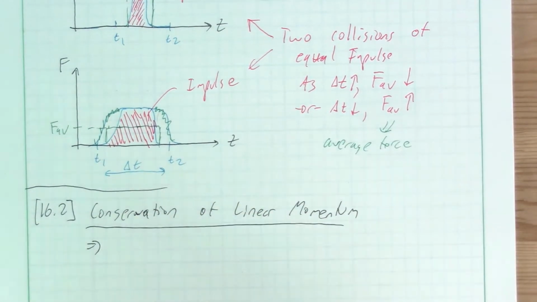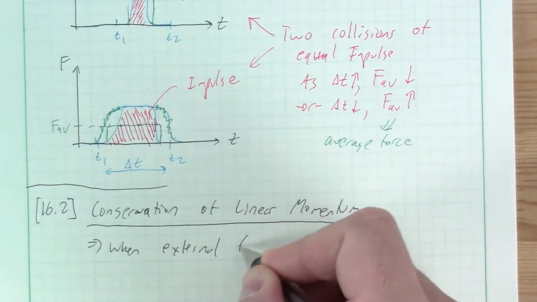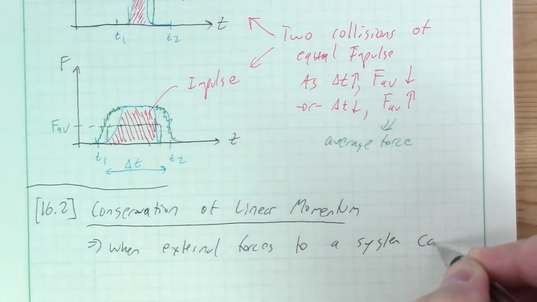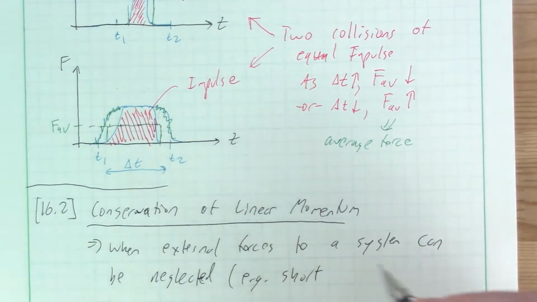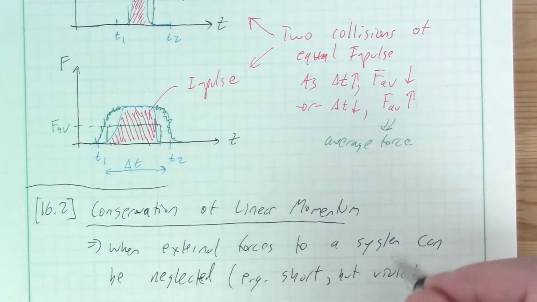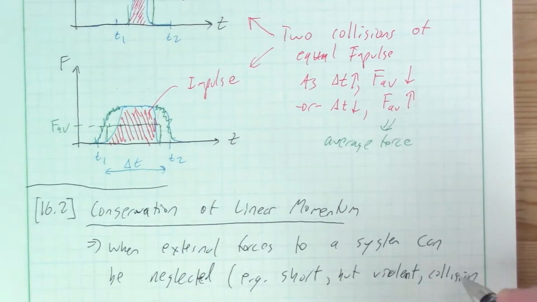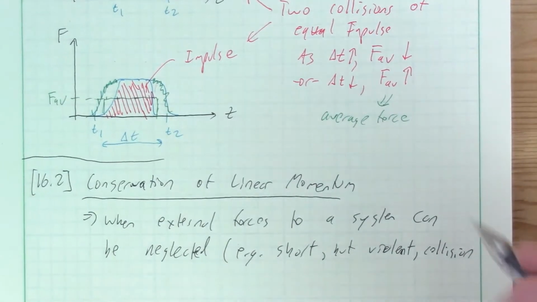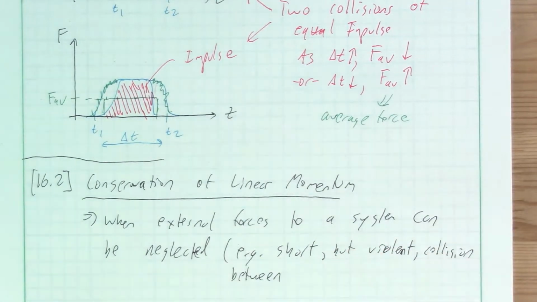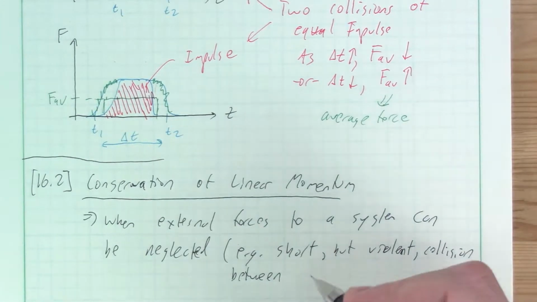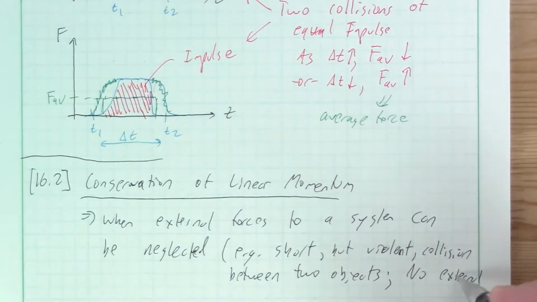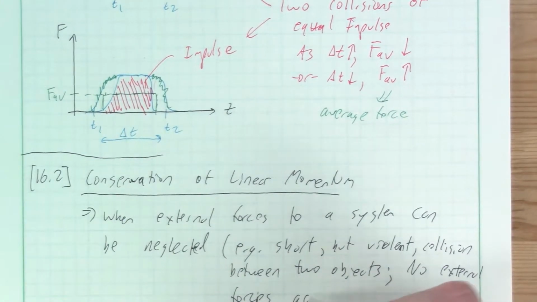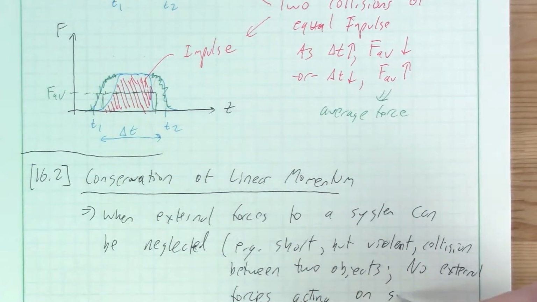Okay, this says that when external forces to a system can be neglected, and what we mean by that is a short but violent, well, it doesn't need to be violent, but sometimes, and that's a subjective word here. What I mean by violent is that there's definitely some energy losses going on here. You can tell by the change in the material shape, you can tell by maybe there's heat given off here, but if there's a short but violent collision between two objects, that's one. No external forces acting on the system as a whole. No external forces acting on the system of objects.